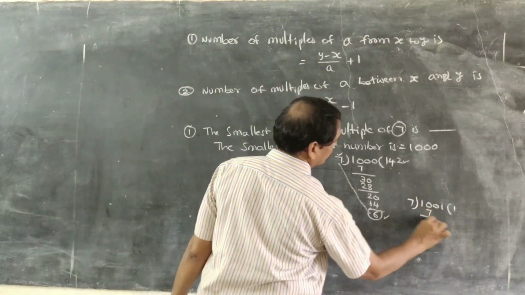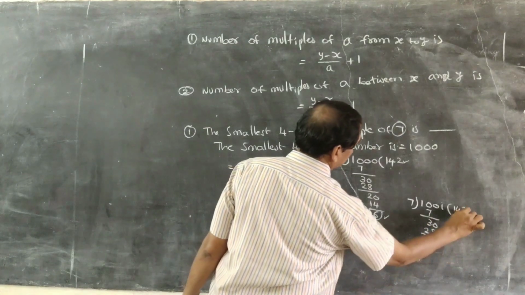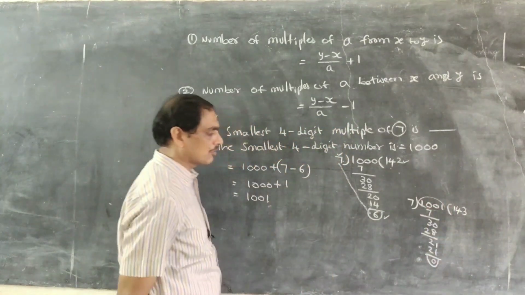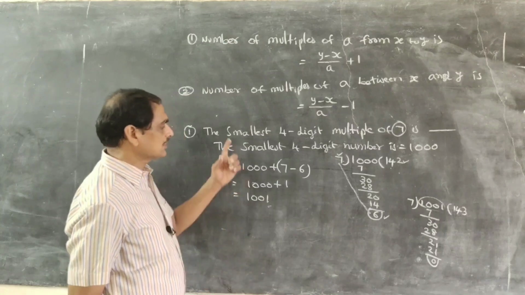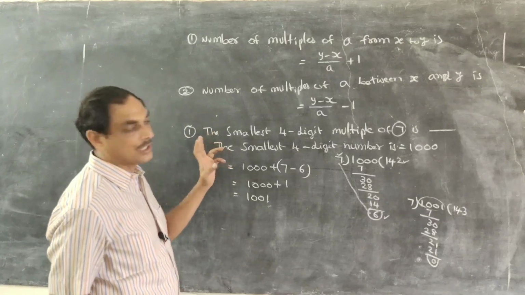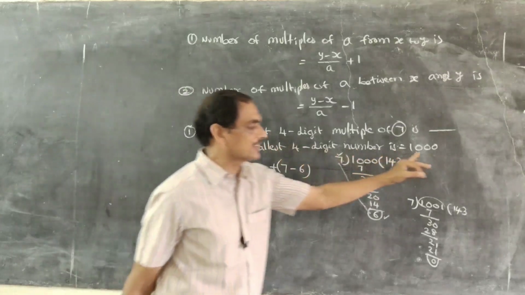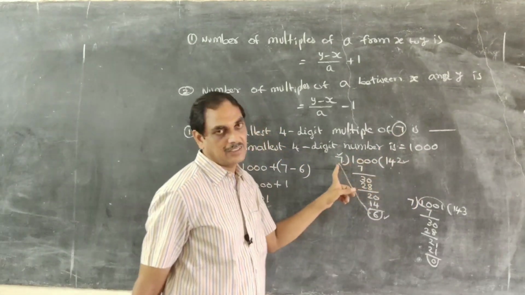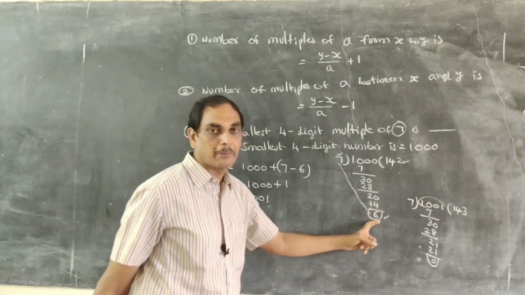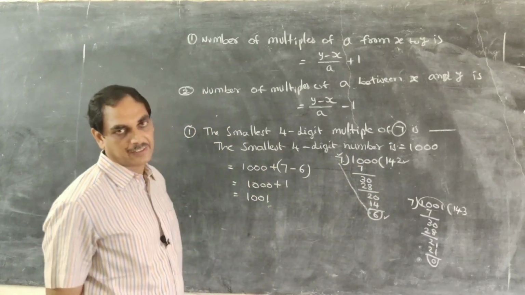7 ones are 7, 3, 0, 7 fours are 28, 2, 1, 7 threes are 21. So we get remainder 0. Then we say that 1001 is the multiple of 7, which is the smallest 4-digit multiple. So in this problem, to find the smallest 4-digit multiple of 7, first we write the smallest 4-digit number, divide it by 7 and add the difference between the divisor and the remainder of the division. Then we get the smallest 4-digit multiple of 7.